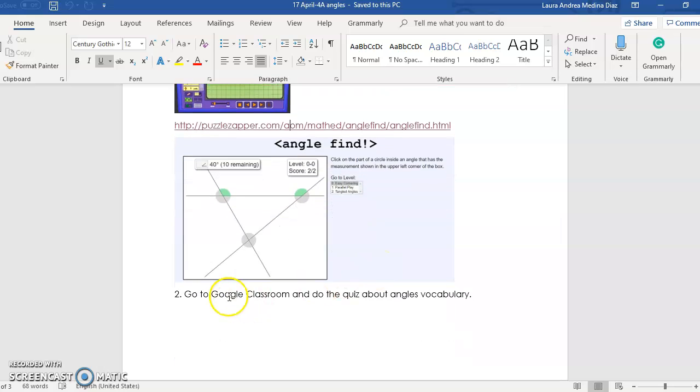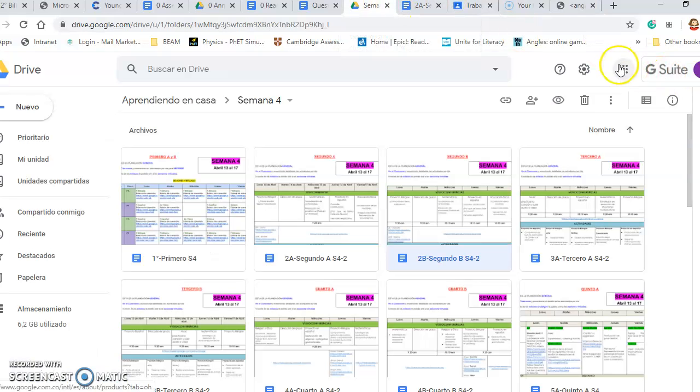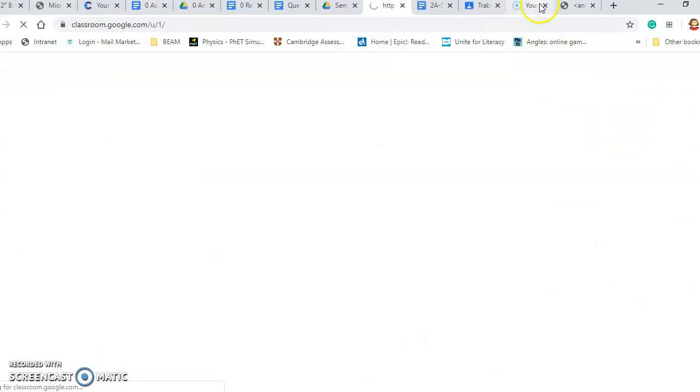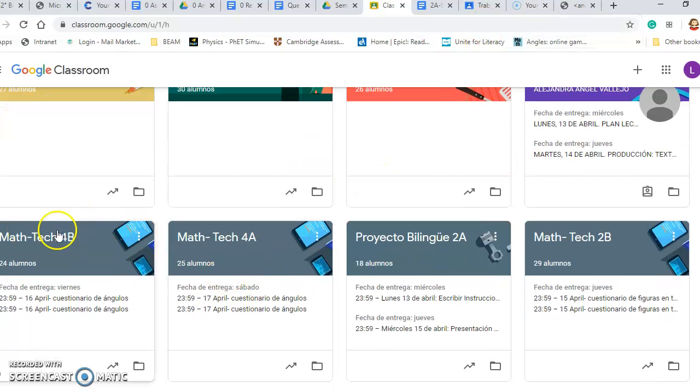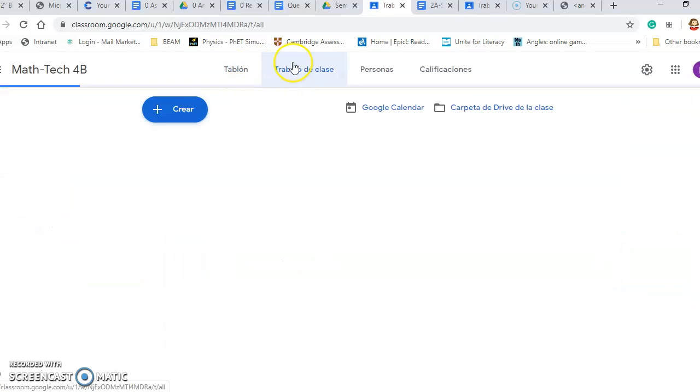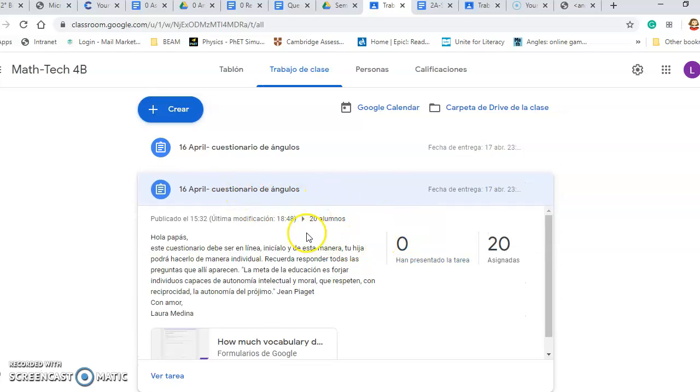Once you finish this, you're going to go to Google Classroom and you're going to do the quiz about the angles vocabulary. So, I'm going to enter to Google Classroom. You already know how to do it. Then you're going to go to Math Tech 4th B or Math Tech 4A. And you're clicking in the Cuestionario de Ángulos.